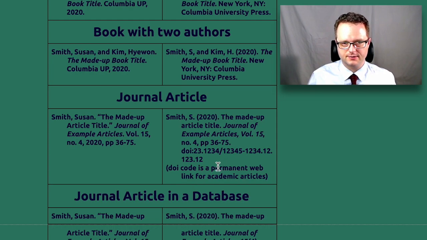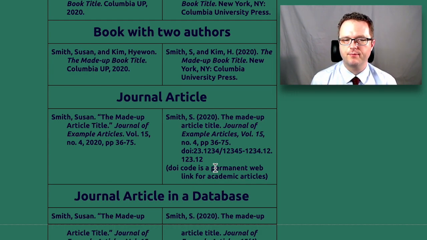And there is a page number for a journal article, because journal articles aren't the entire journal. They're just some pages of the journal. Now, in APA style, they also have the DOI code, and that is a permanent address where you can find this academic article. You can put a DOI code into any database, and it can find your article.